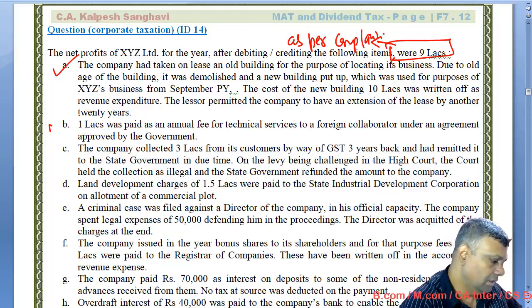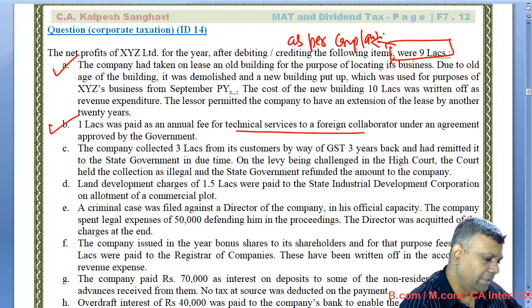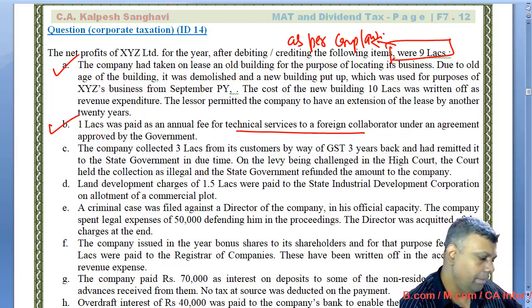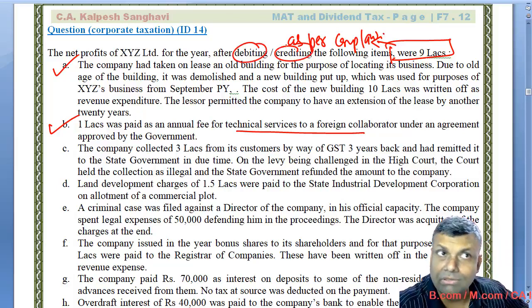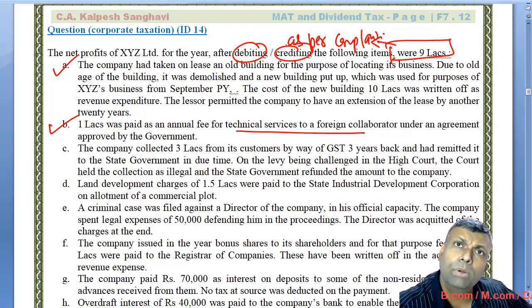Okay, so that doesn't require it. Now, the annual fee for technical services is already debited, because all these items are debited and credited, so they are all debit credit as per the books of accounts. So we're not going to analyze further. Is it a proper accounting debit credit? Yes, it is a proper accounting of debit credit.